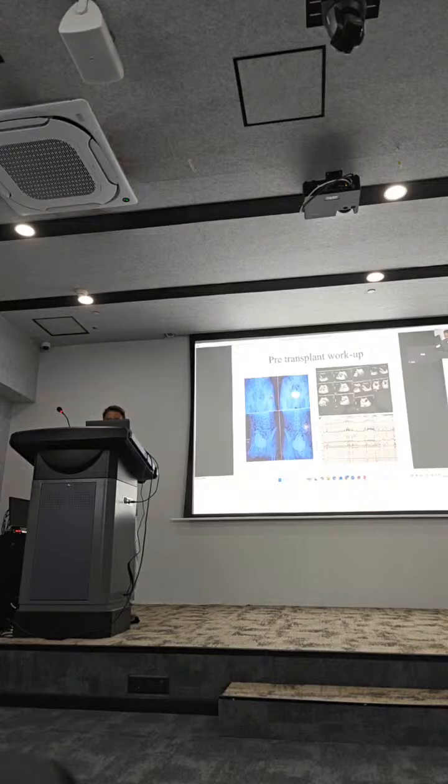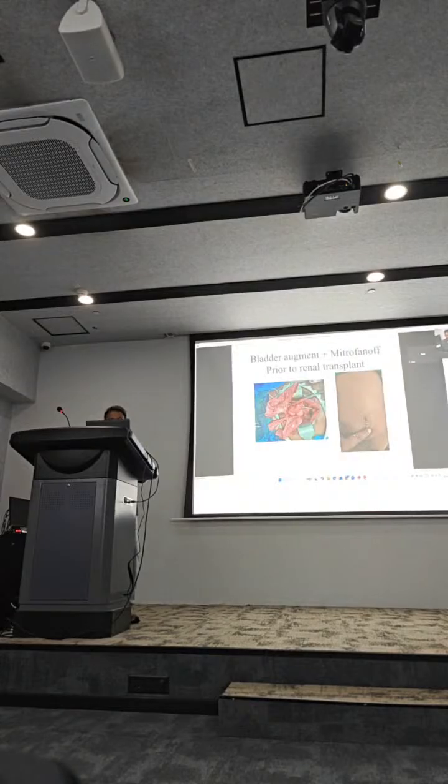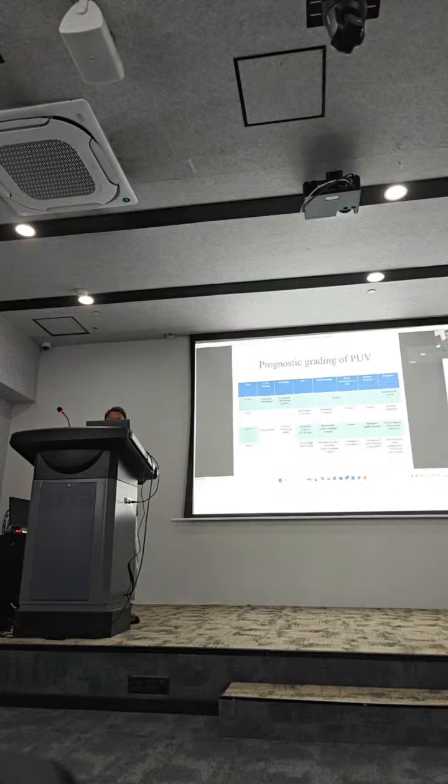A lot of pressures are there. Then the biggest question is whether we have to augment and do a Mitrofanov prior to transplant, or you don't do it and then do the transplant and bring out the ureterostomy or into an alveolar conduit. So that's the biggest debate we have.